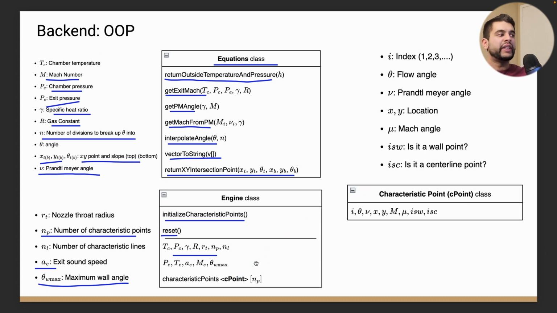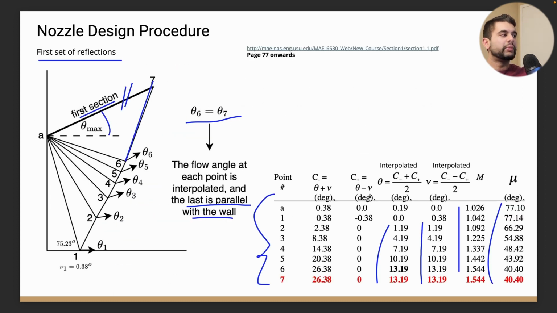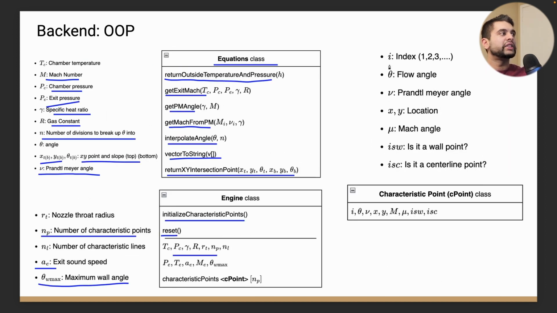Because each point has a bunch of values. Index, like we need to know the Mach number, we need to know the XY location. So for each point, you will have index, flow angle, panel mirror angle, XY location, Mach angle. Is it a wall point and is it a point? So we will use these booleans to actually progress with our algorithm. So now let's move on to the app itself.